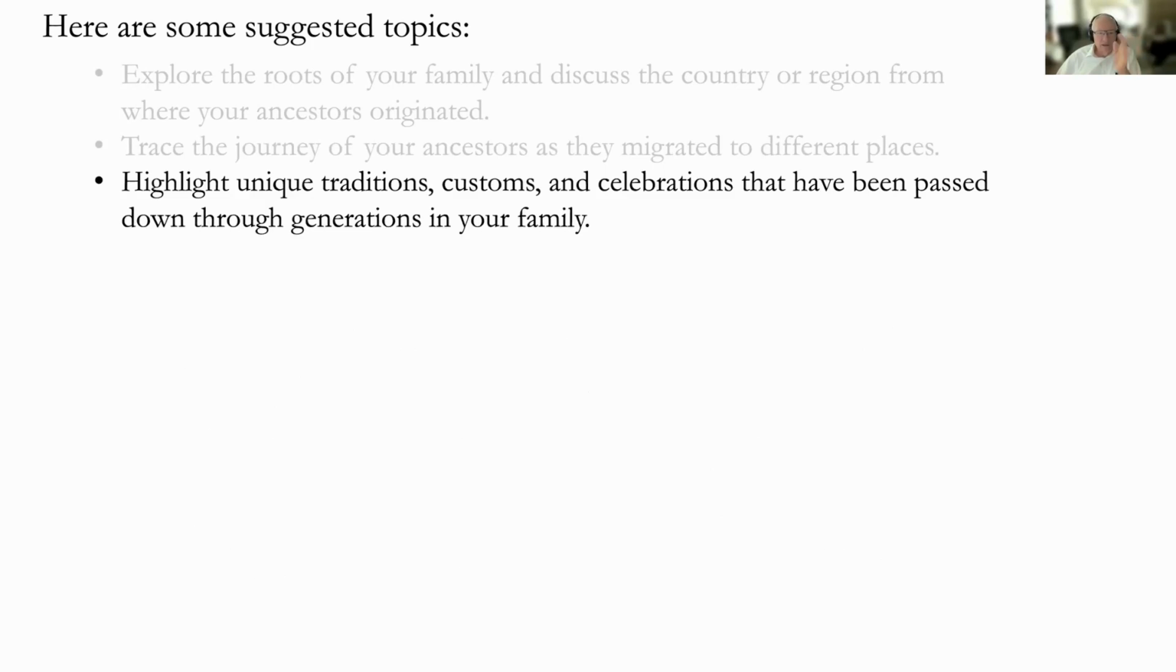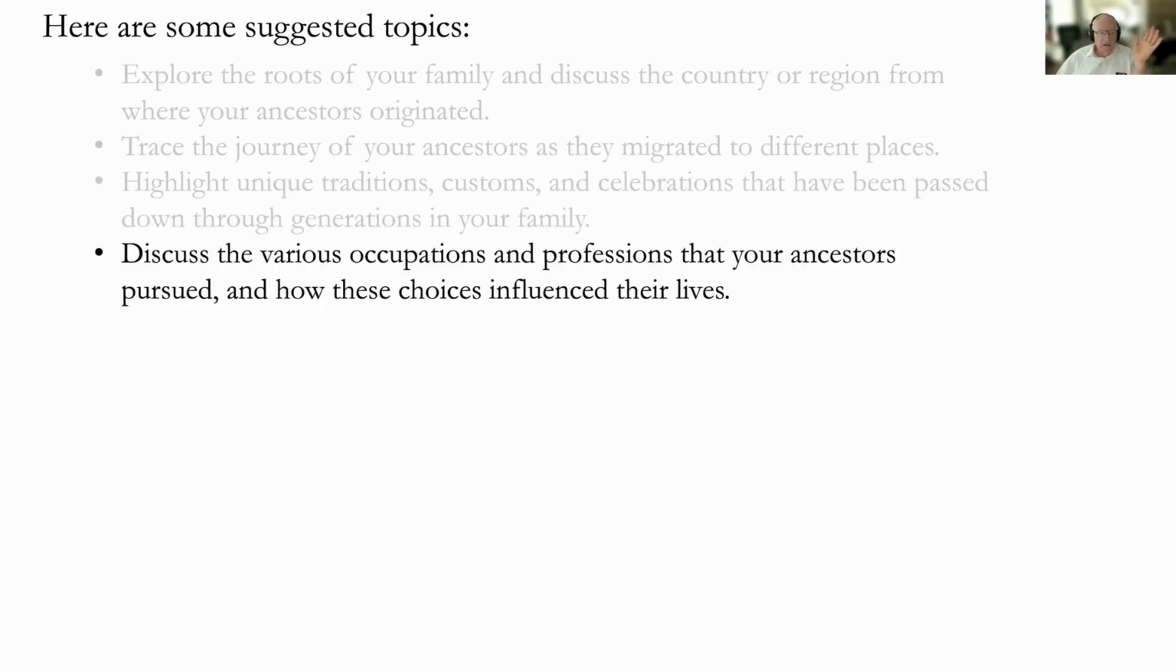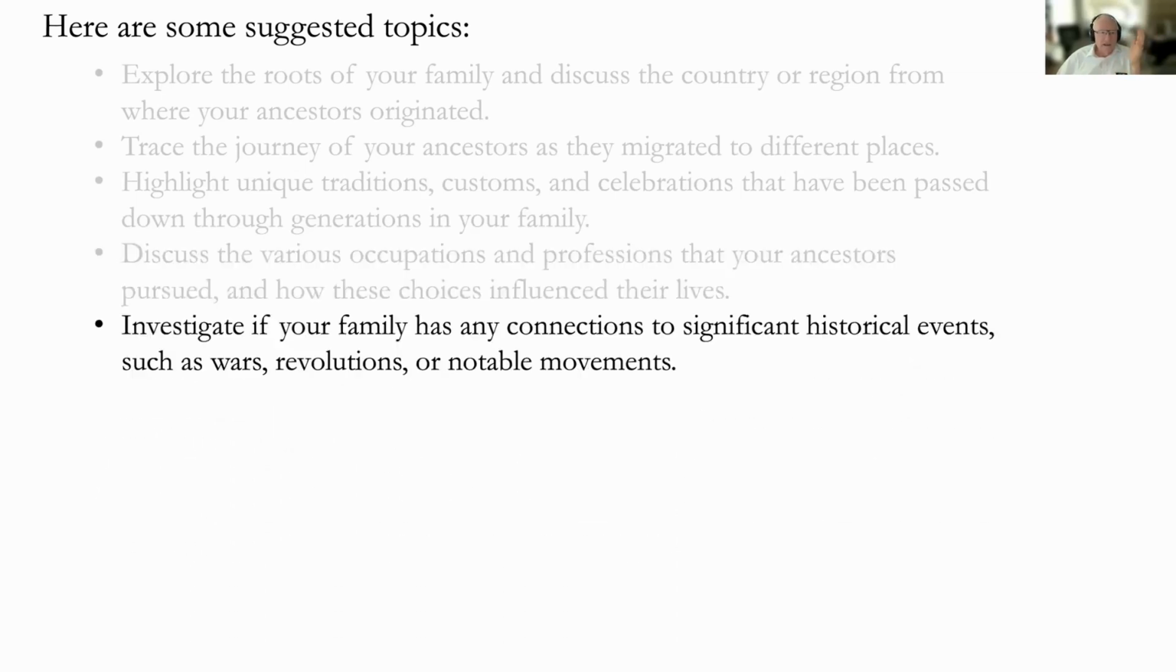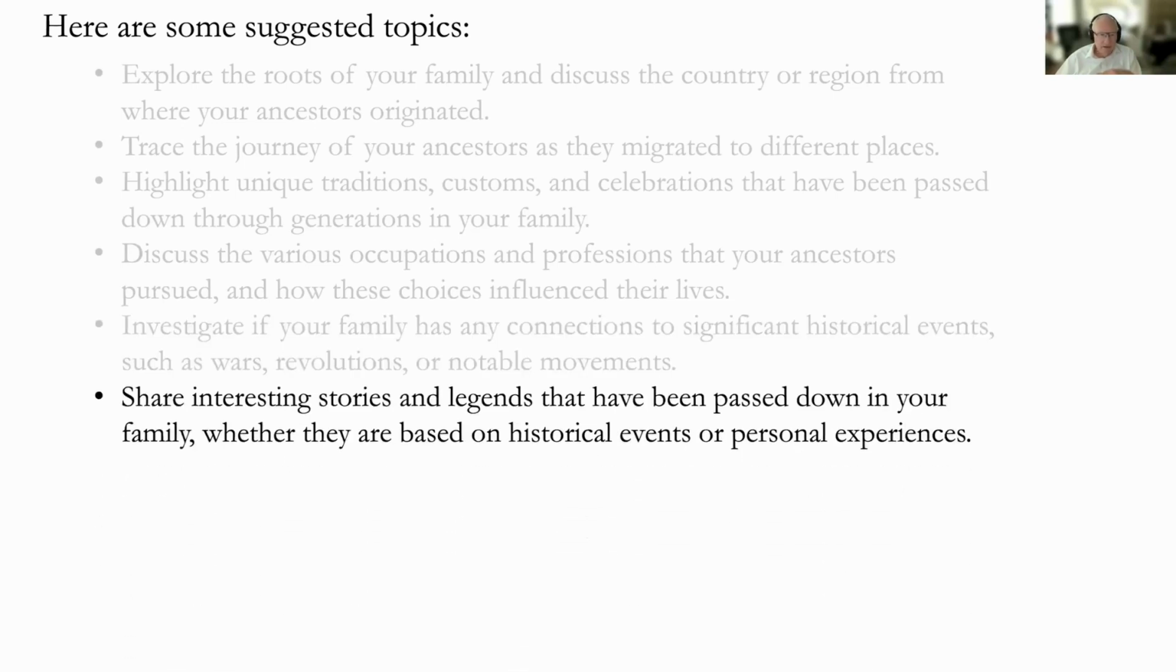Perhaps highlight unique traditions, customs, or celebrations that have passed down through generations in your family. How about discussing the various occupations and professions that your ancestors pursued? How did these choices influence their lives? Investigate if your family has any connections to significant historical events, such as wars, revolutions, or notable movements. Focus on an individual who served in one of the military actions.